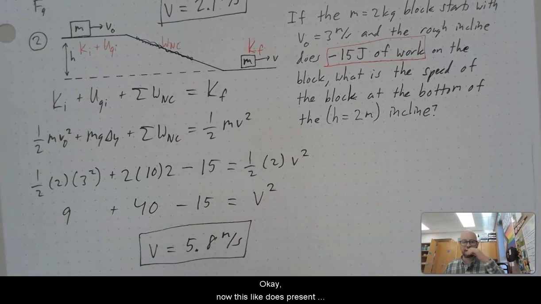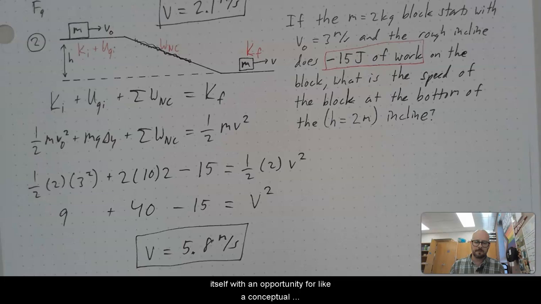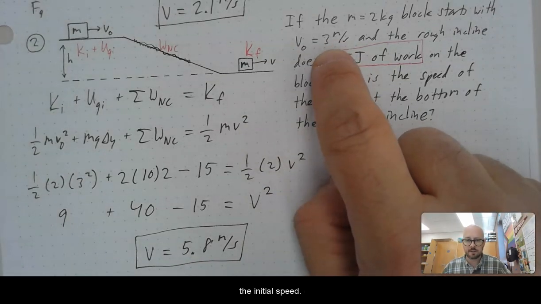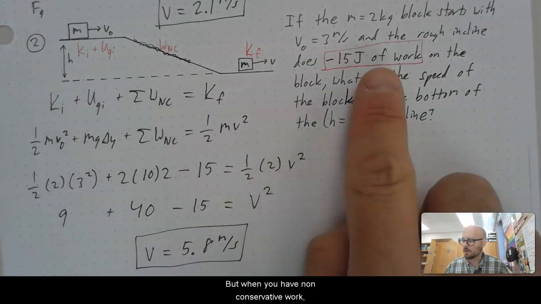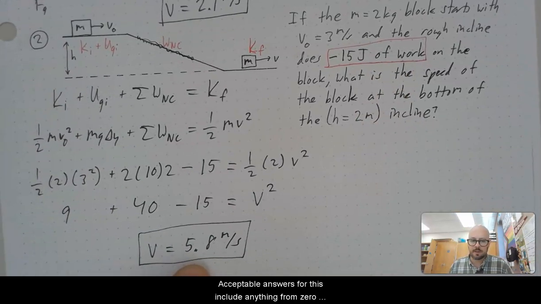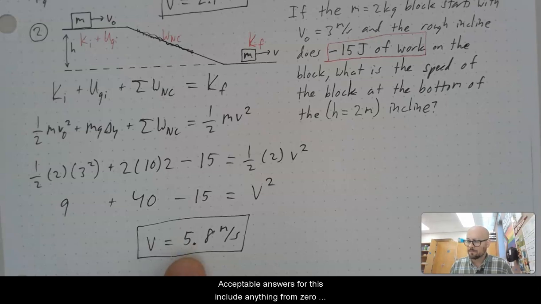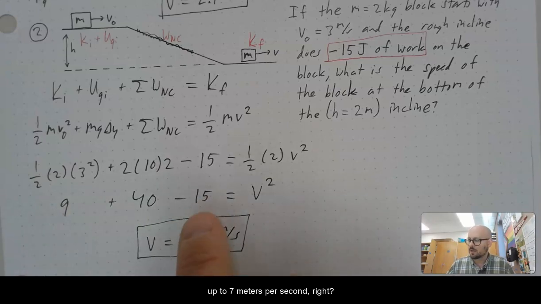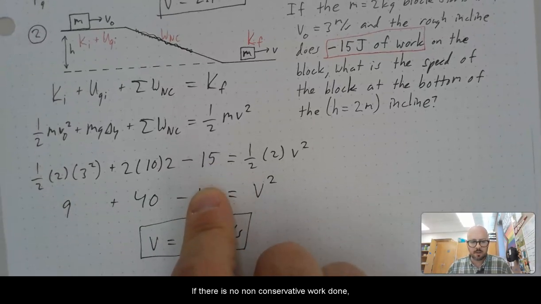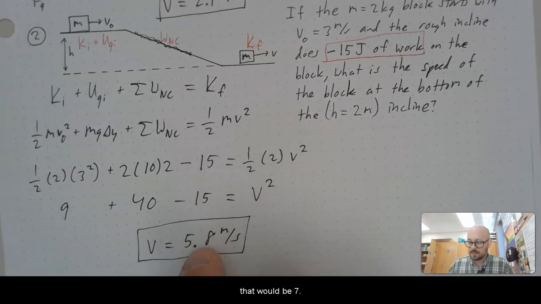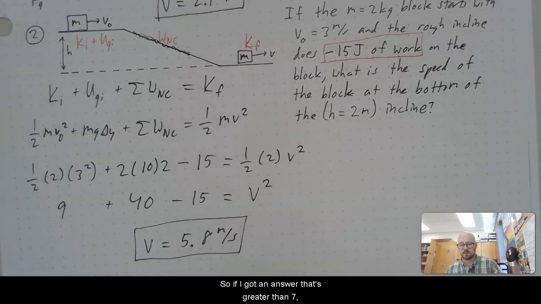Okay, now this presents an opportunity for some conceptual understanding. This final speed is greater than the initial speed. But when you have non-conservative work, that doesn't have to happen, right? Acceptable answers for this include anything from 0 up to 7 meters per second, right? If there is no non-conservative work done, then the total energy was 49 joules, and the square root of that would be 7. So if I got an answer that's greater than 7, there's a problem.